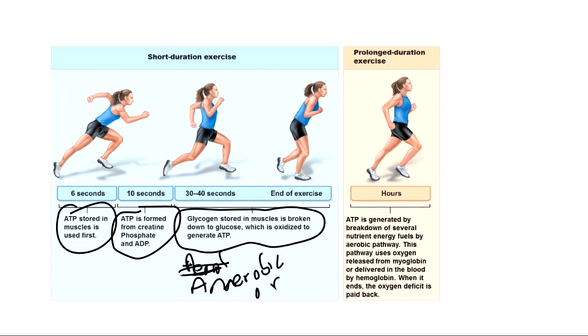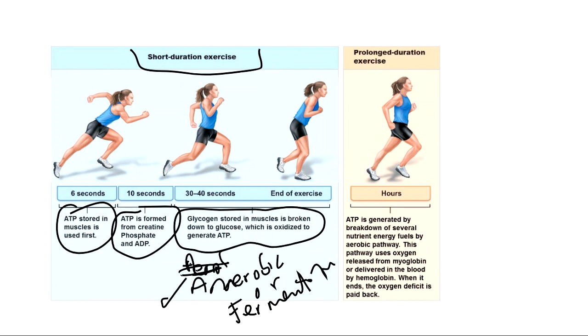So that's another name for anaerobic processes, fermentation. The reason why is because during a short duration sprint type of exercise, muscles are being constricted a lot, trying to pick up speed. And because of the level of muscle contraction, there is no oxygen available for the muscles, and they have to turn to fermentation.